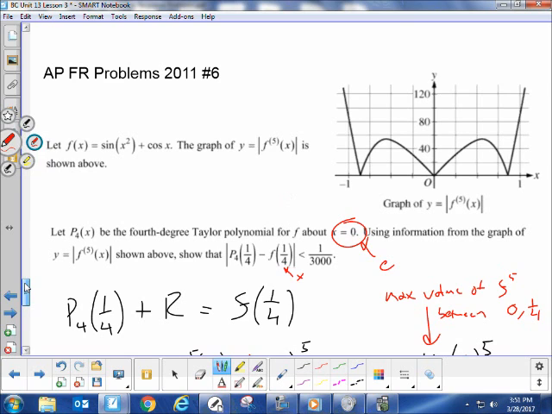Let's look at our graph. What would be the M value that I would choose for the fifth derivative? Between 0 and, I guess, 1/4. What is the maximum value of this fifth derivative? Looks like it's this value right here, right? That looks to be about 30. Now, if you look in the key, they just chose 40, and 40 worked as well. But I would probably choose 30.